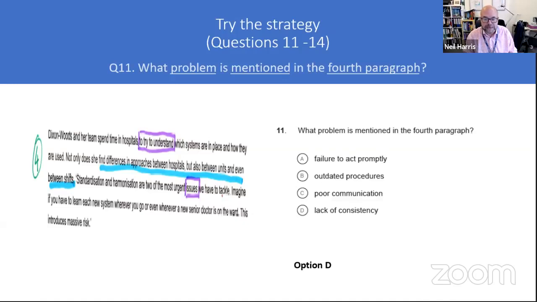But she's not talking here about a failure to act promptly. She's talking about an urgent address of this system. So the problem is not the failure to address the issue. The problem is the issue itself, which is this lack of consistency. And that explains, I hope, why question A is incorrect.